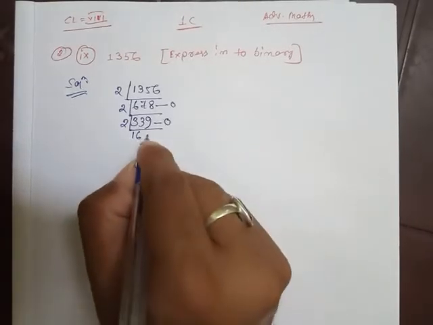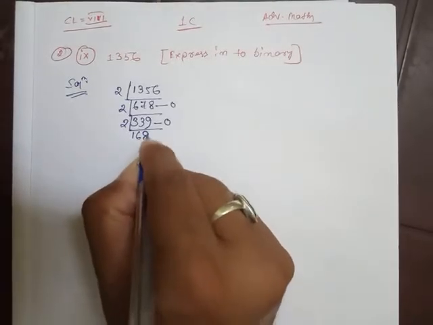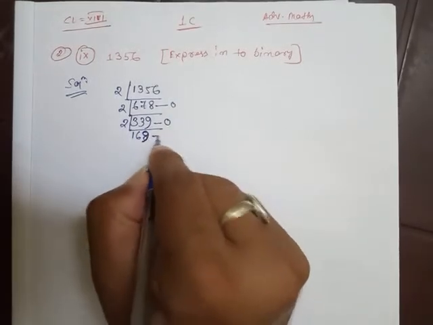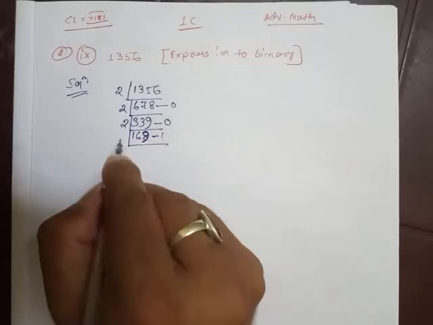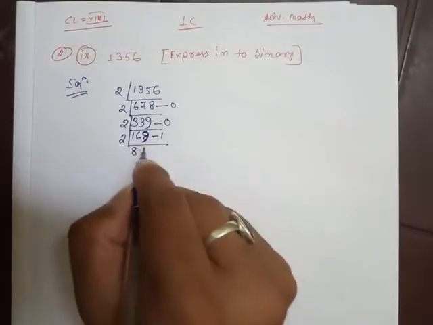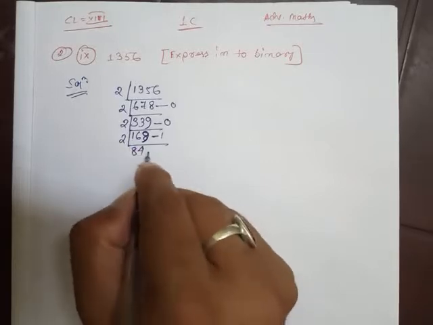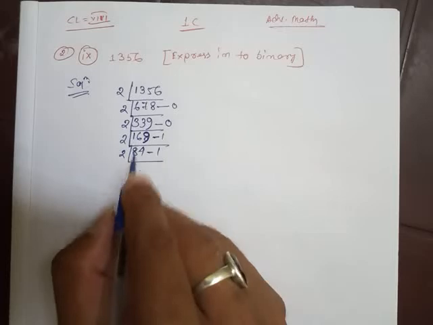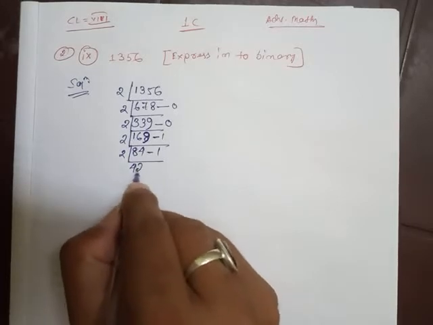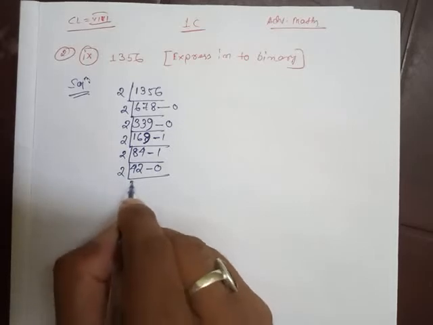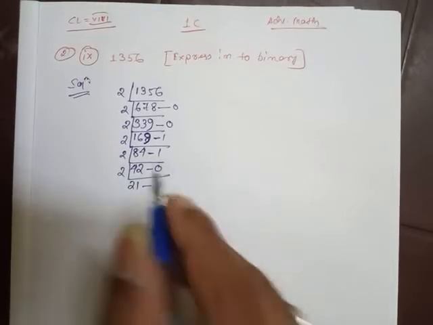9 2s are 18, remainder is 1. Now again it will go with the division by 2, 8 2s are 16, and here 4 2s are 8, remainder is 1. Again go for the division further with 2, 4 2s are 8 and 2 2s are 4, remainder is 0. Again go for the division, 2 2s are 4, 2 1s are 2, remainder is 0.